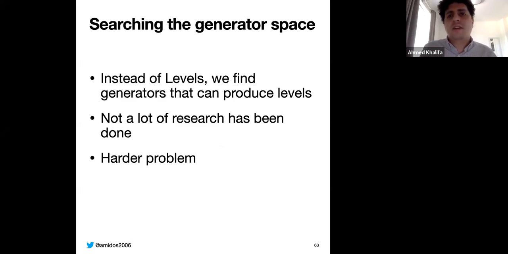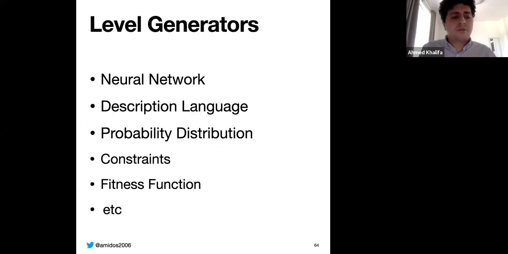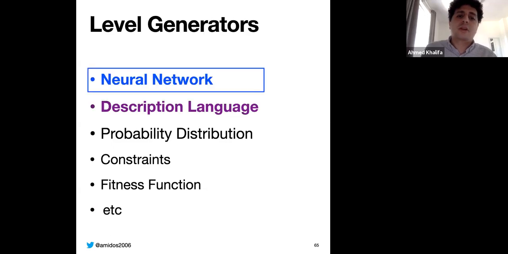How do you define a level generator? What is the way to do that? There are a lot of different ways you can think about it. You can think about it as a neural network. You can think about it as a description language, similar to Talakat. You can think about it as probability distributions and so on. But I can't go over all of them and try each one. So we just decided to pick the top 2, which are the neural network and description language, because they have different ways of interacting and finding content.